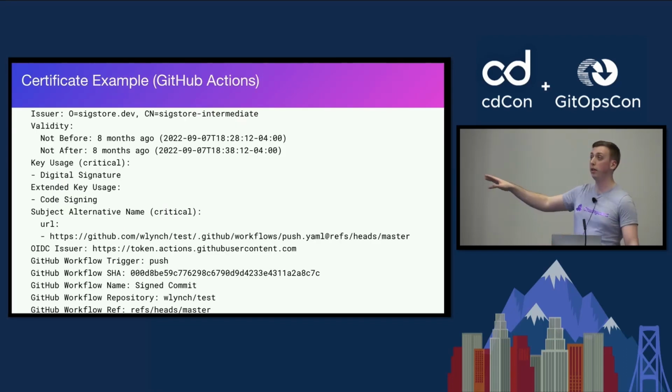And so Sigstore will handle these as well. This is an example of a certificate that was generated from a GitHub Actions workflow. And we can see here from some of the fields that are taken out, we extract the issuer, we extract where it's coming from. So we can say, was this a push? Was this a pull request? Was this a manual run? What was the workflow name? Ref branch, things like that. And this gives us a lot more control.